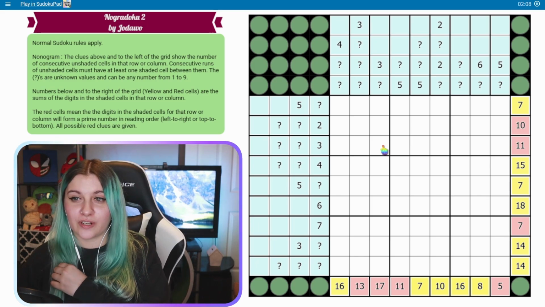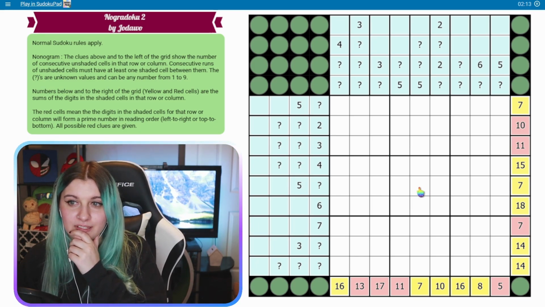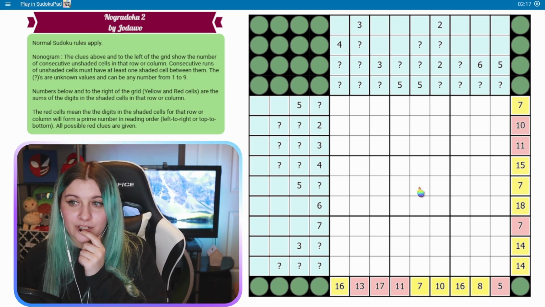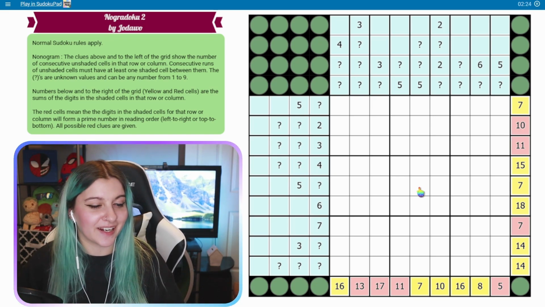Whoa! Oh, shoot. I don't think I know 3-digit prime numbers. Uh-oh. The red cells mean the digits in those shaded cells for that row or column will form a prime number in reading order. Left to right or top to bottom. All possible red clues are given. Oh, we're going to have to do some math to figure out some prime numbers here.